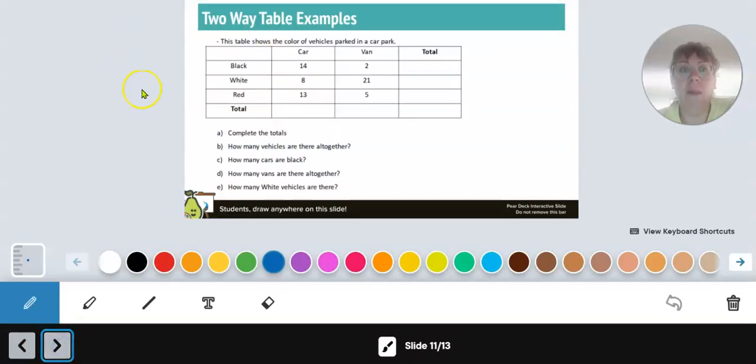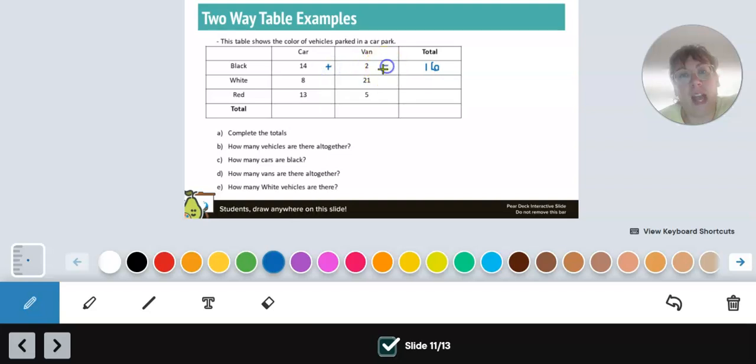We're going to do a little bit more practice here to feel comfortable with these tables. This table shows the color of vehicles parked in a car park. So we have the color, whether it's black, white, or red, and the type of vehicle, whether it's a car or a van. So we can fill in the total of black vehicles is 16, right?